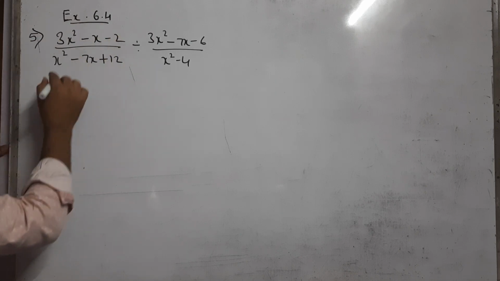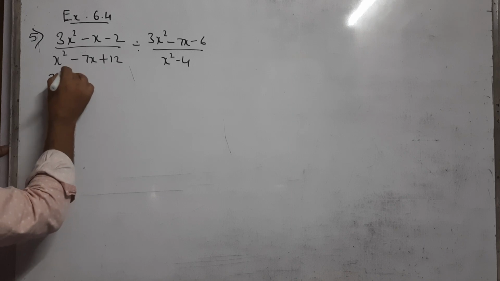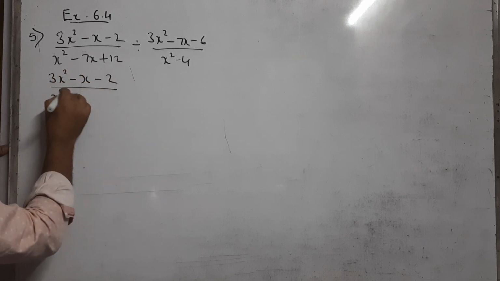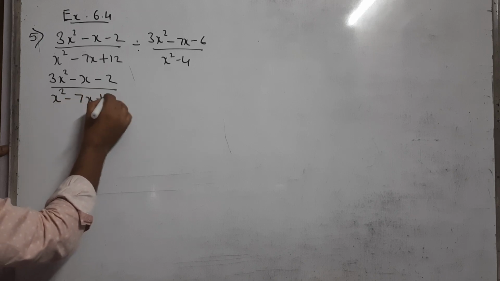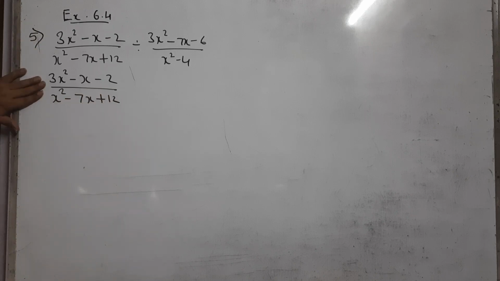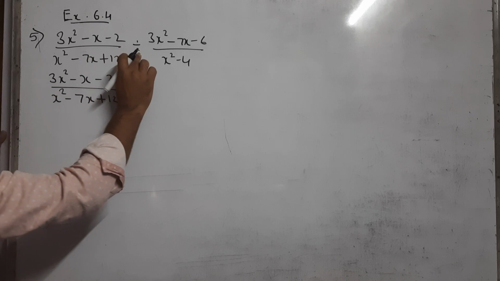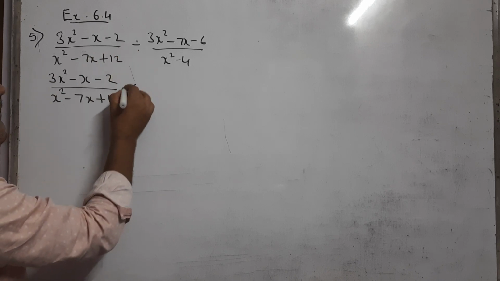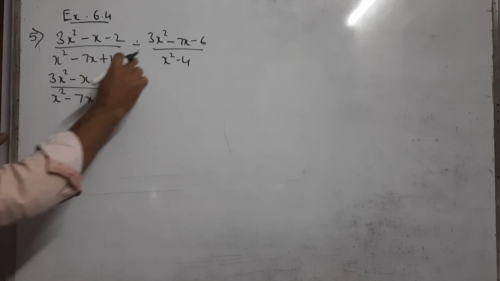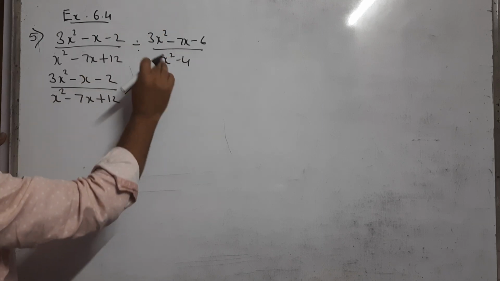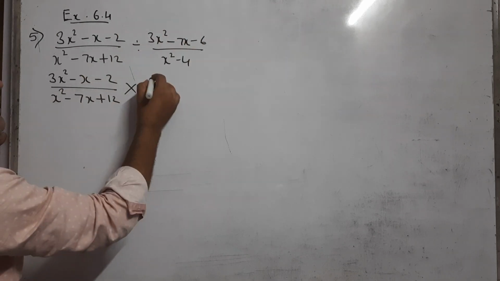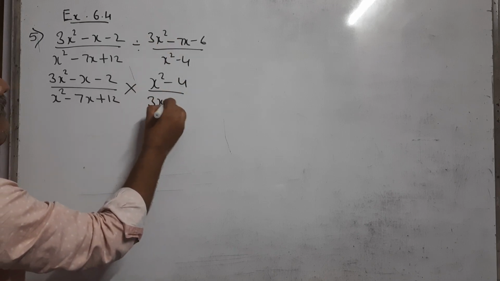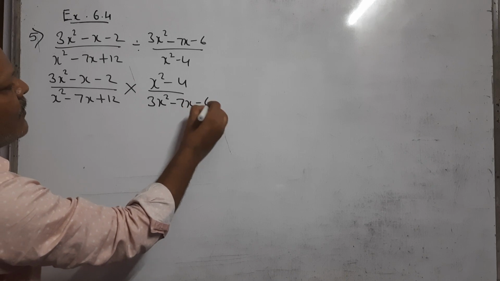The first term we will write as it is, 3x square minus x minus 2 upon x square minus 7x plus 12. The first term we have written as it is. Now in place of division, here we have to remove this division. So in place of division we will write multiplication, and we will take the reciprocal of this. That means this term will go up, that is x square minus 4, and this will come down, that is 3x square minus 7x minus 6.